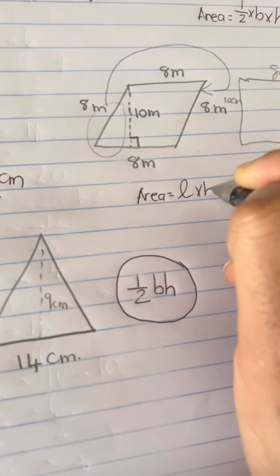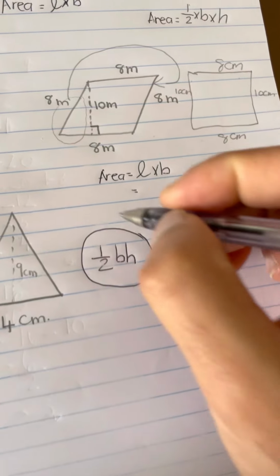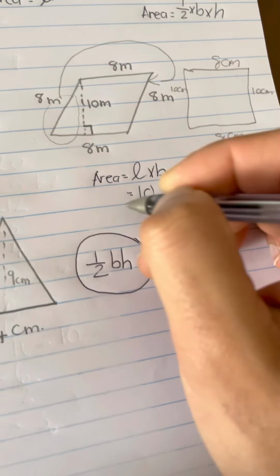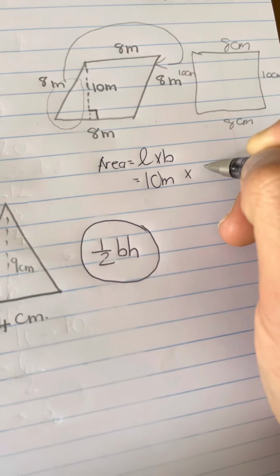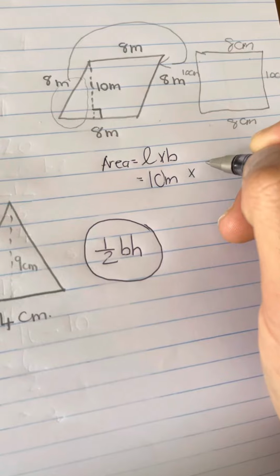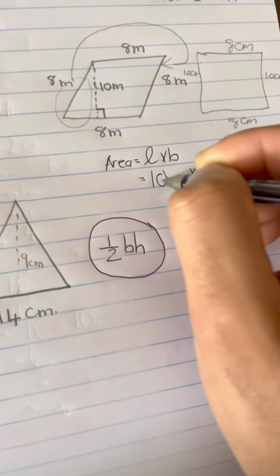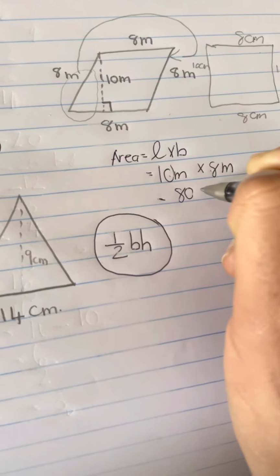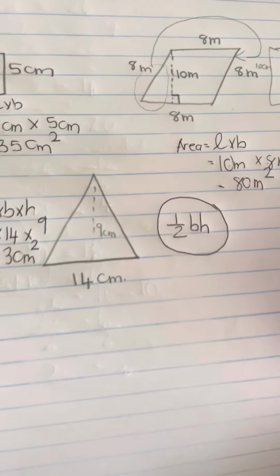length times breadth. What is the length? Length refers to the longer side. So we have 10, it's supposed to be meters. 10 meters multiplied by your breadth or your width is equal to 8 meters. 10 multiplied by 8 is equal to 80 meters. 80 meters what? 80 meters squared.